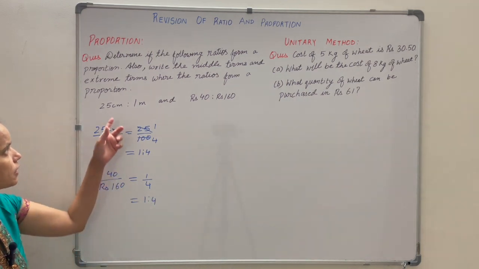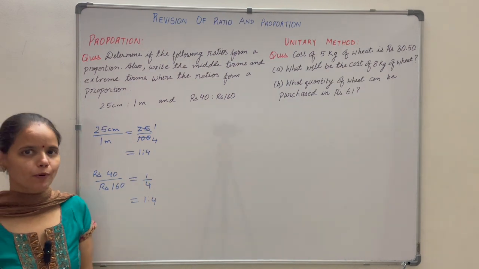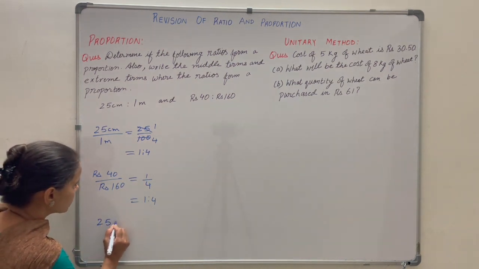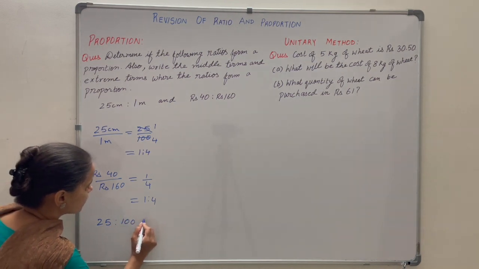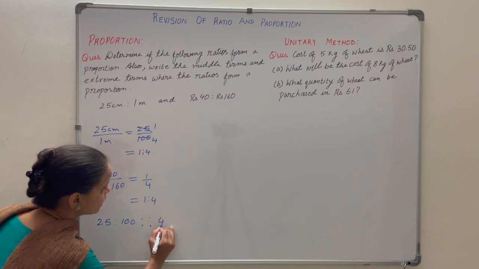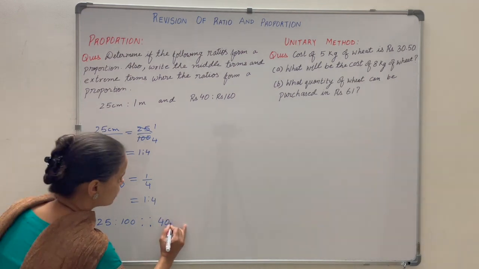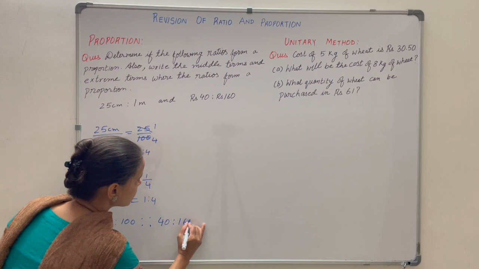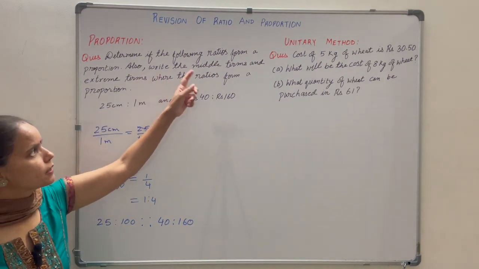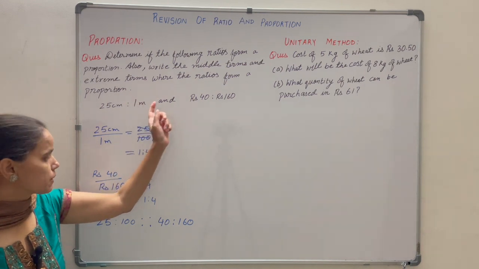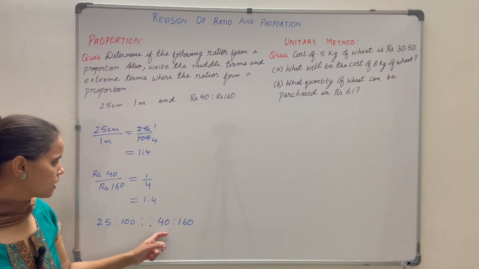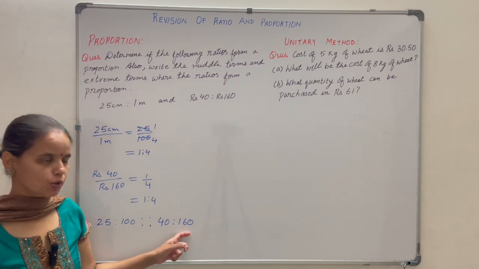That means these two ratios are in proportion. So how are you going to write it down? 25 centimeter is to 100 centimeter is in proportion to 40 rupees is to 160 rupees. Here they have asked you to also write the middle terms and the extreme terms. These two numbers are the middle terms and these two numbers are the extreme terms.